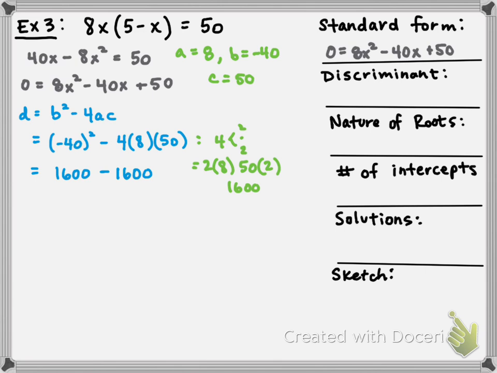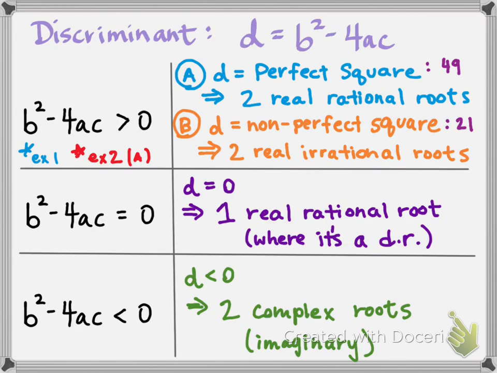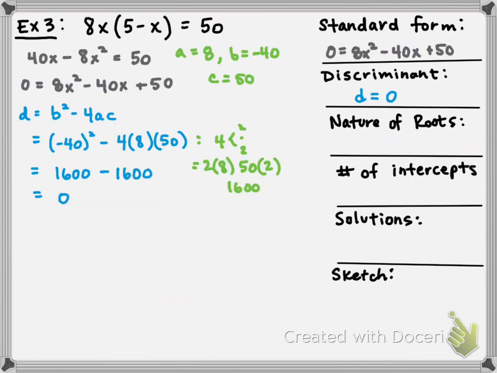Once I have the discriminant, which, right, 1600 minus 1600 is 0. So I have the discriminant equals 0. So when I then think of the nature of the roots, let me go back to my table. The discriminant equals 0, well, then I'm sitting here. This is example 3. I have the discriminant equals 0, then I only have one real rational root, and I know that it's a double root. So I'm going to go write that. I have one real rational root.